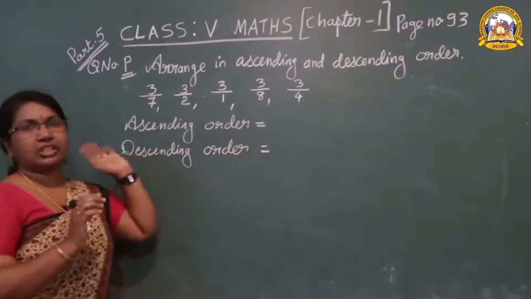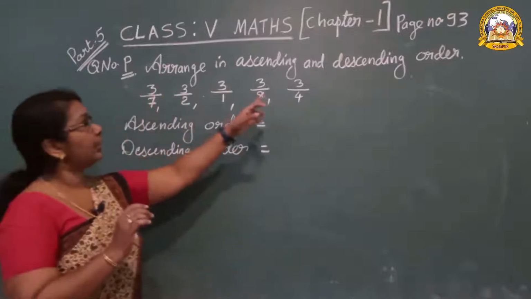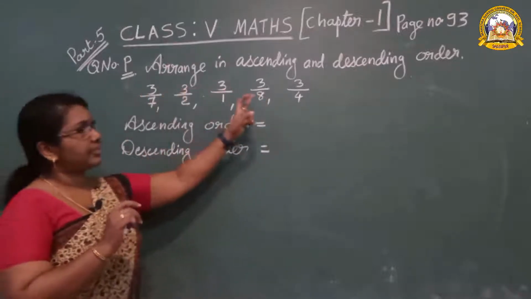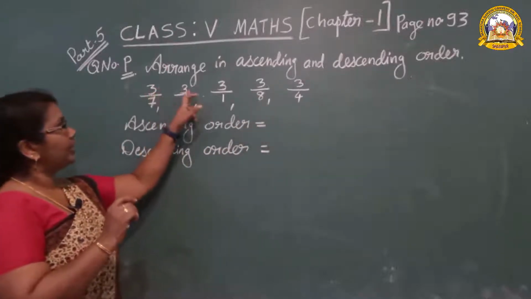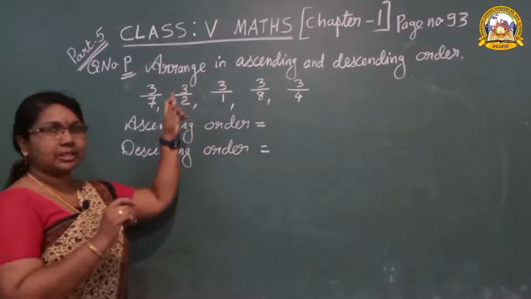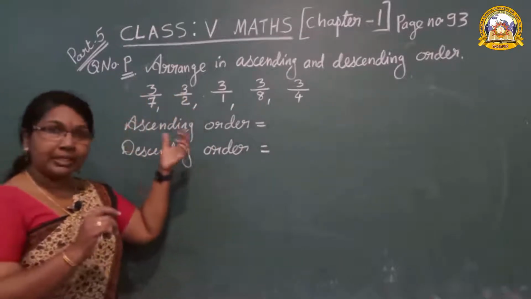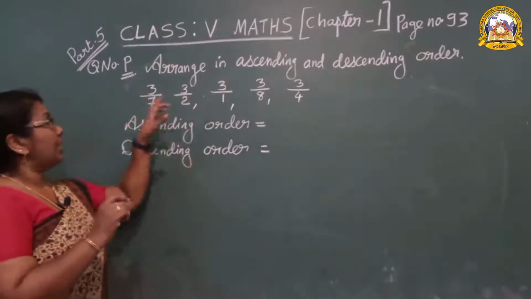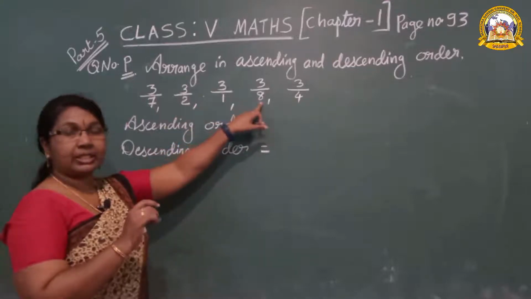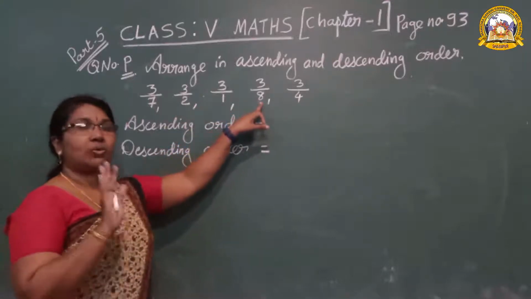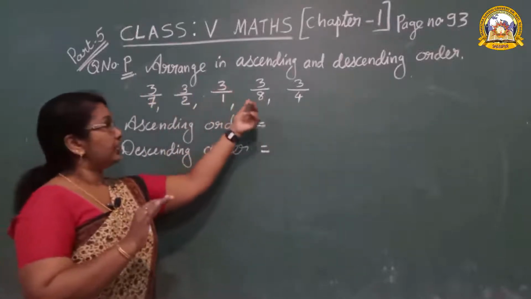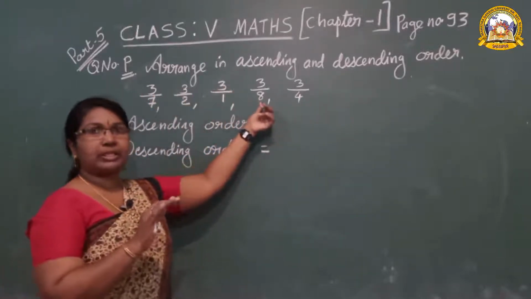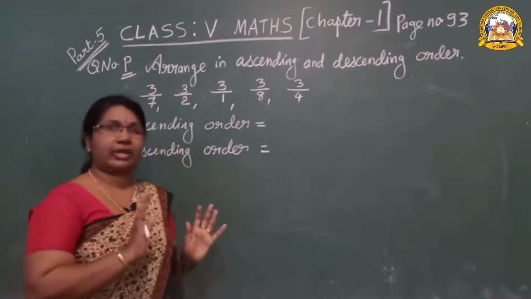How do we know which is the smallest? Now look here, all the numerators are the same. See once more, here 3, here also 3. All the numerators are 3. So when the numerators are the same, the largest denominator is the smallest one. Once more, when the numerators are the same, the largest denominator gives the smallest fraction.